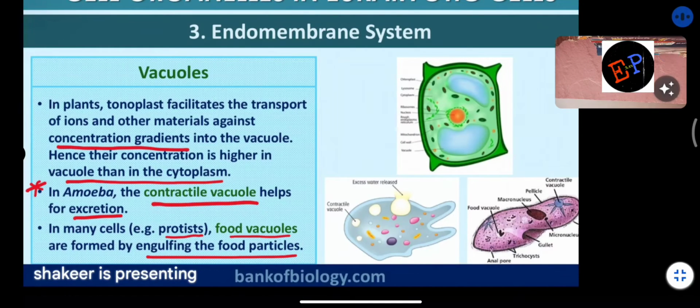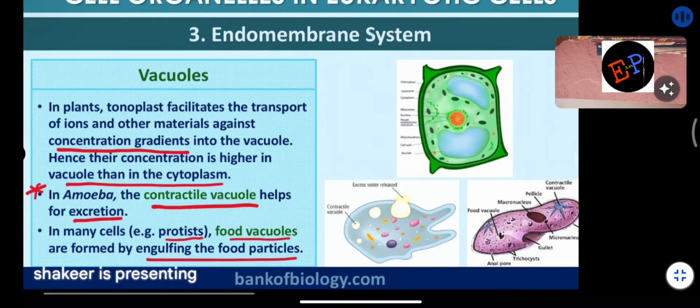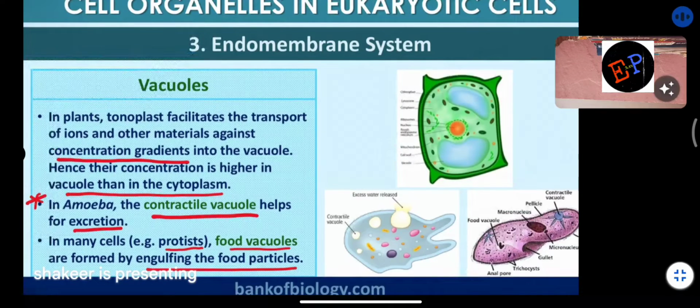Now, what is the type of vacuole we are studying? This vacuole contains water, sap, and excretory material also. But some vacuoles are called food vacuoles. They engulf, which means they cover the food material and form a vacuole. Clear now? That's it. And we see food vacuoles in the case of protists.